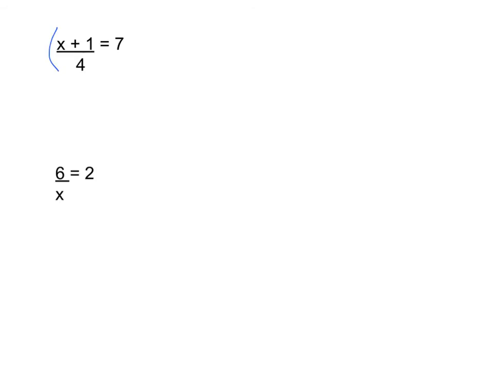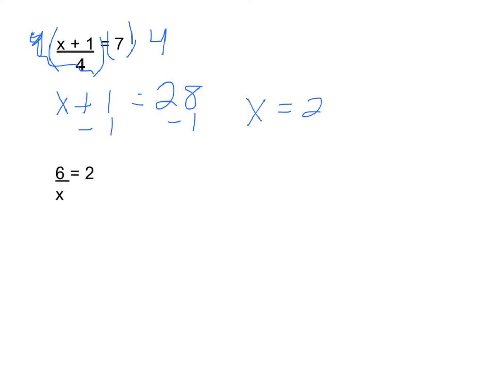So I'm going to multiply this whole side of the equation by 4 and this side of the equation by 4. What this will do, this will give me a 4 divided by 4 on this side, which will cancel out to a 1, leaving me just x plus 1. And then the second side of the equation, 7 times 4 is 28. And now I can solve it. I don't have a fraction anymore. It just is getting rid of my fraction. So I'm going to subtract 1 from both sides. X equals 27.